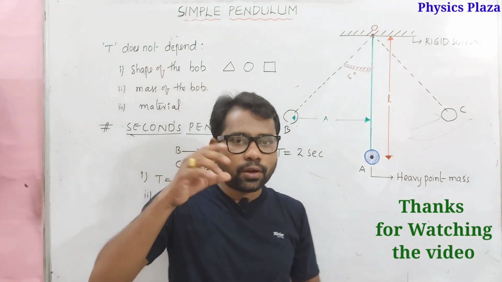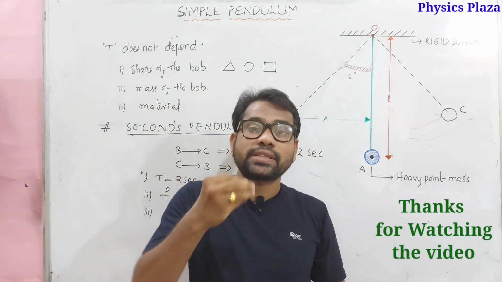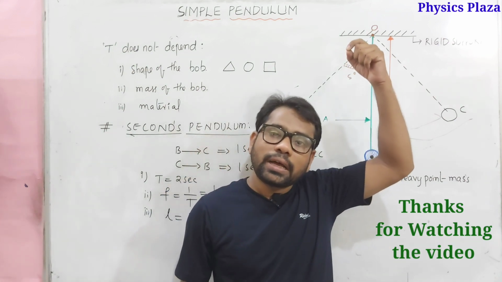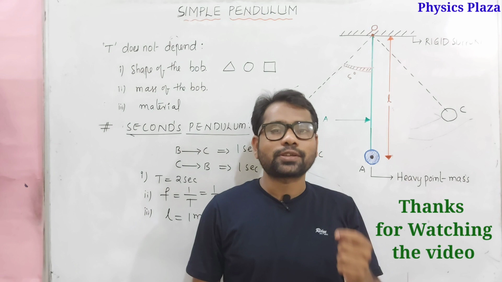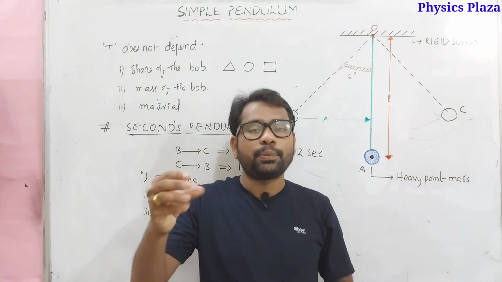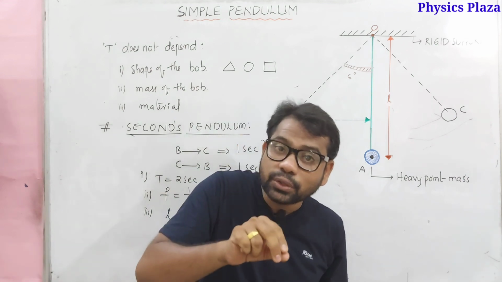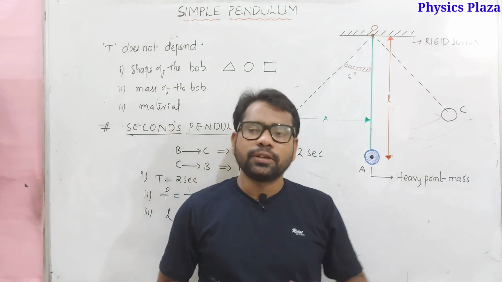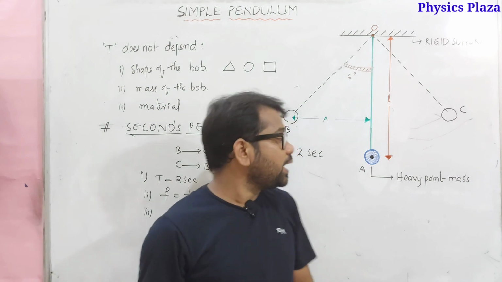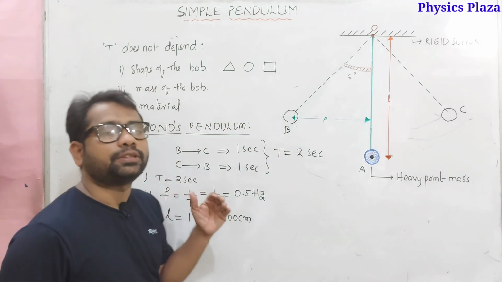So once again let us recall what we have discussed. First we discussed the simple pendulum. What is the simple pendulum, dear children? A heavy point mass suspended from a rigid support by means of a string is called a simple pendulum. And we discussed the terms related to the simple pendulum. Then we discussed how to calculate the time period and how it is related to the frequency. Then we discussed on which factors the time period depends and on which factors it does not depend. And finally we discussed what is the seconds pendulum and its frequency and length.